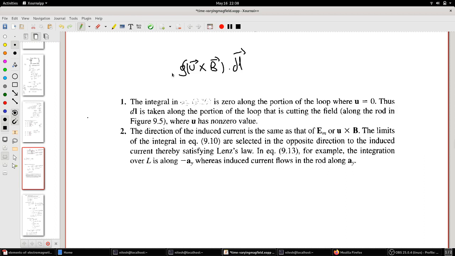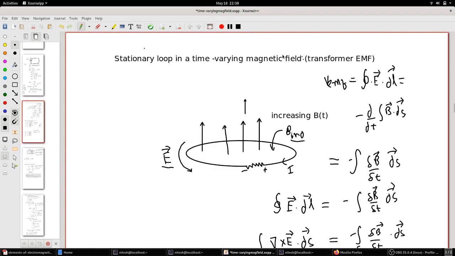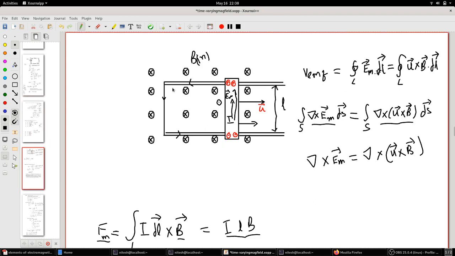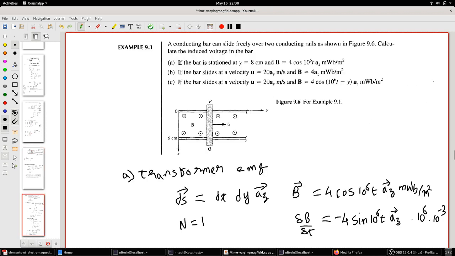Before going towards the problems, let's see two rules that we have to follow when we are solving these problems. First thing is we had mentioned that it is a closed line integral of u cross B. When you say closed line integral, in this case, it's basically the complete closed loop that we have to take into consideration when we are doing this u cross B dot dl.